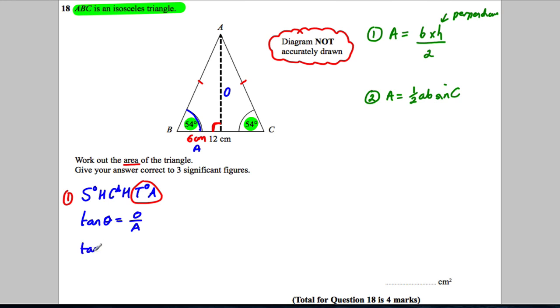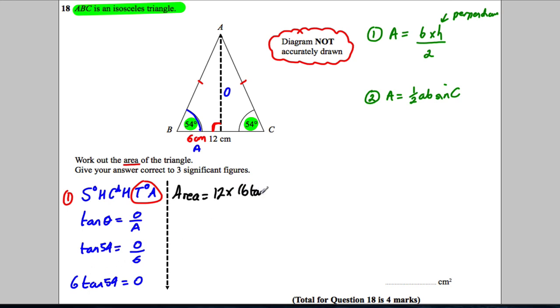So in this case, tan of 54 is going to be the opposite divided by 6, and in particular the opposite is going to be 6 multiplied by tan 54. Now we don't have to work that out, just keep that as it is at the moment. We're not asked to work out the height, and now we can use this to work out the area of the triangle, because that is the perpendicular height now. So the area must be equal to the base, which is 12 of the whole triangle, multiplied by this height here, which is 6 tan 54, all of that divided by 2.